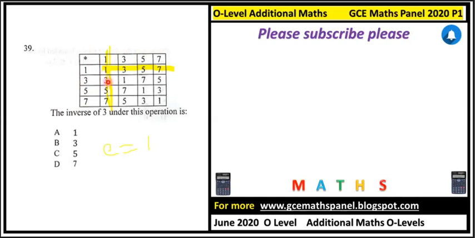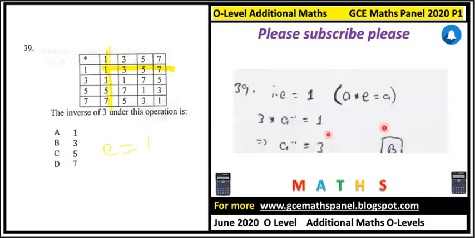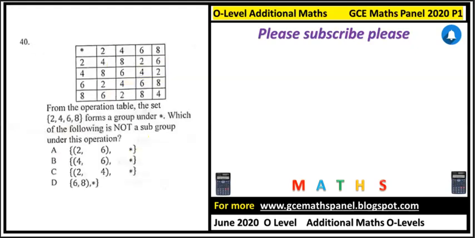Now, how do you get the inverse of 3? Any element star its inverse will give us the identity element. So 3 star, which number will give us 1? It is 3 star 3. So the inverse of 3 here is 3. 3 is self inverse.